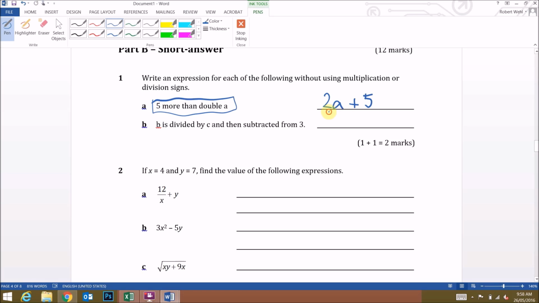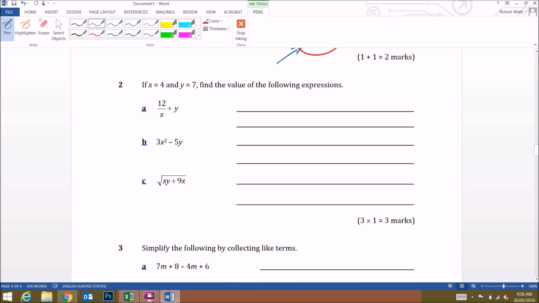The second one, B is divided by C and then subtracted from 3. So B is divided by C, and then it is subtracted from 3. That means that we need to do 3 minus B divided by C. And the 3 has to go at the front because if it said B is divided by C and then 3 is subtracted, it would be on the other side. But because it is then subtracted from 3, it goes on that side.